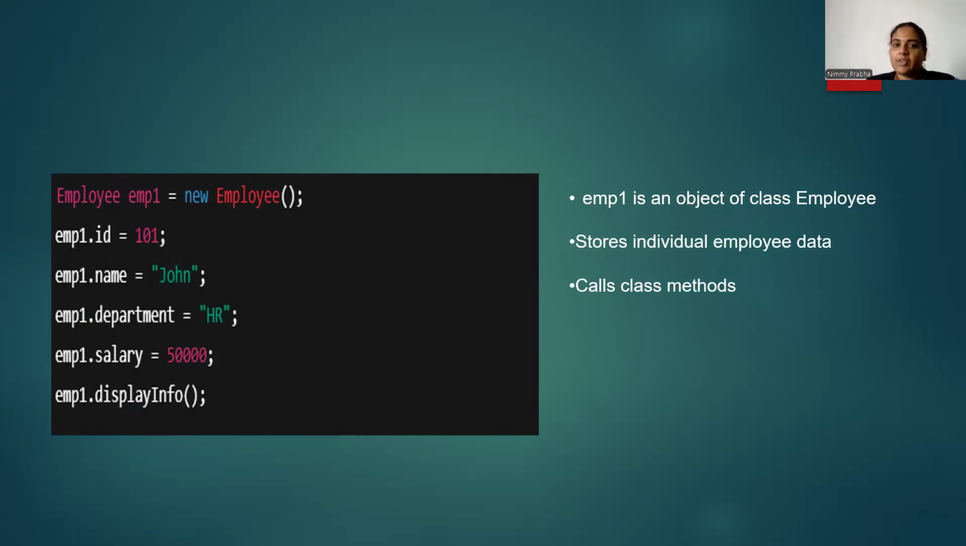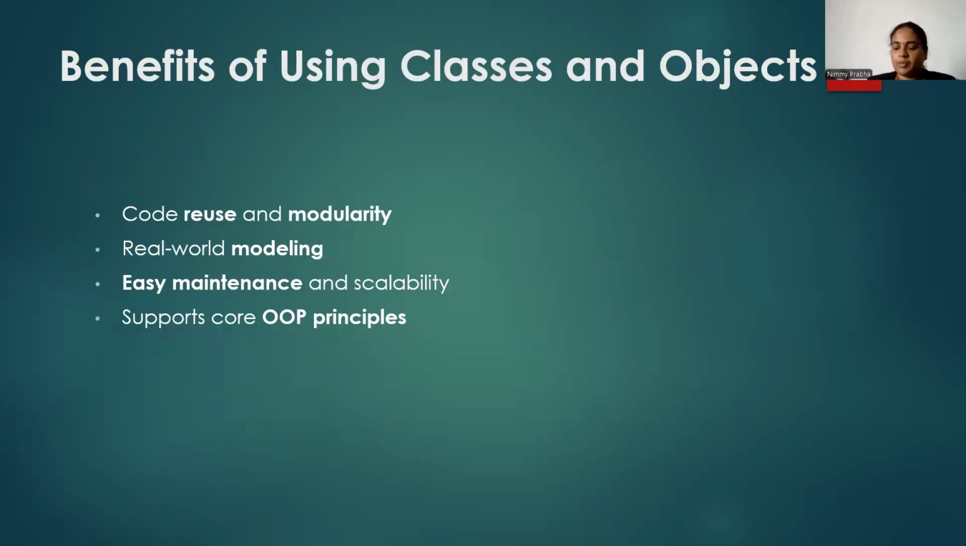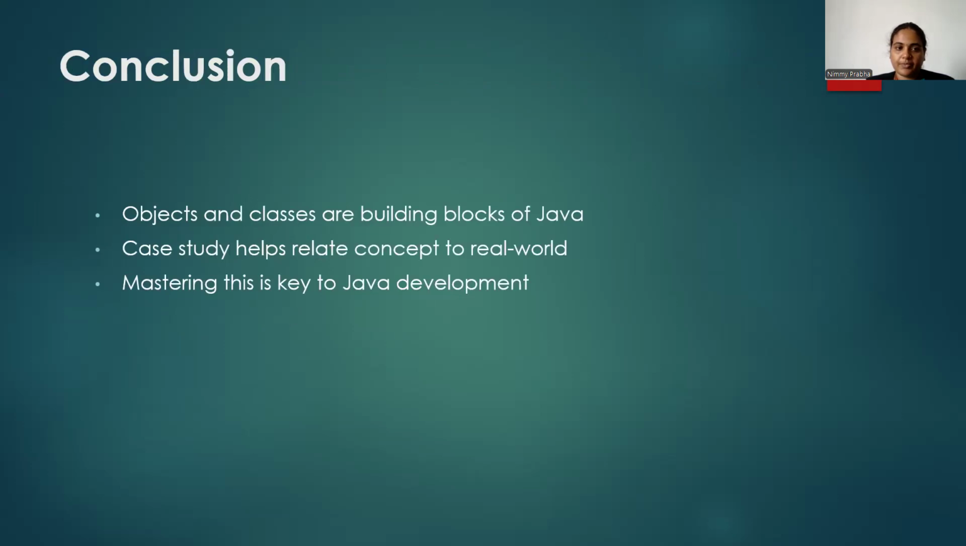Okay, so why are we using classes and objects? What are the benefits? The main thing is reusability and similarity. A class is a collection of similar types of objects. It is 100% modular. It gives real world modeling, easy maintenance and scalability. We can easily maintain it, and it supports the core concepts of OOPS.